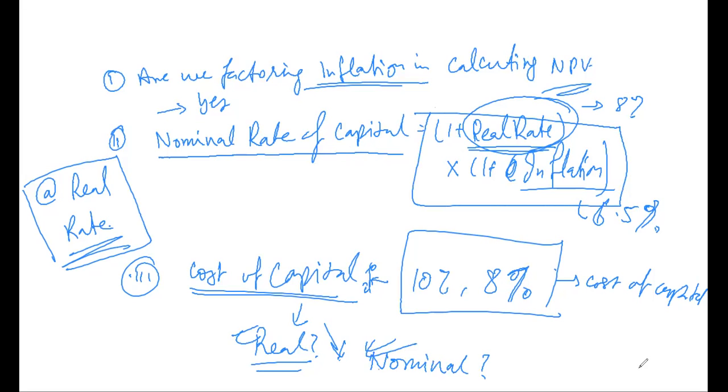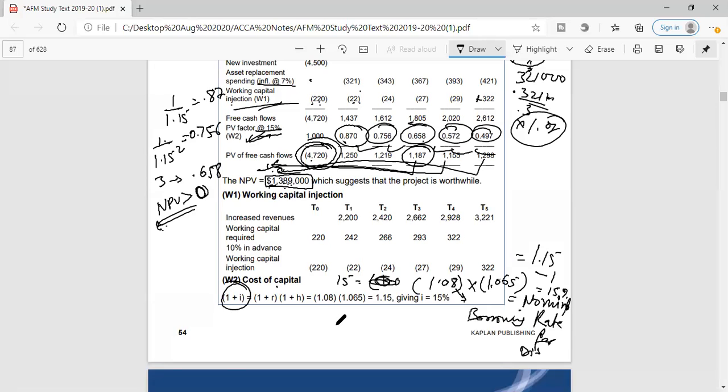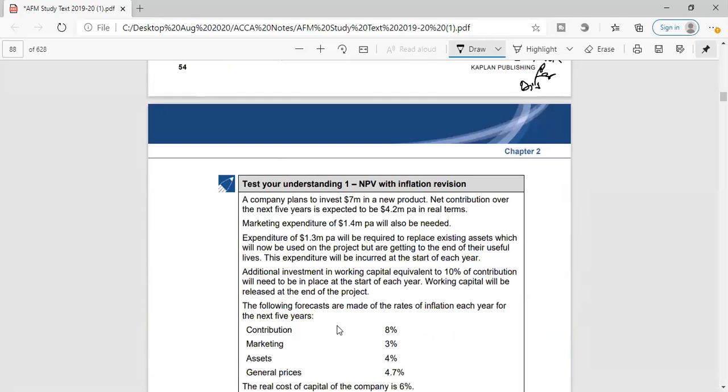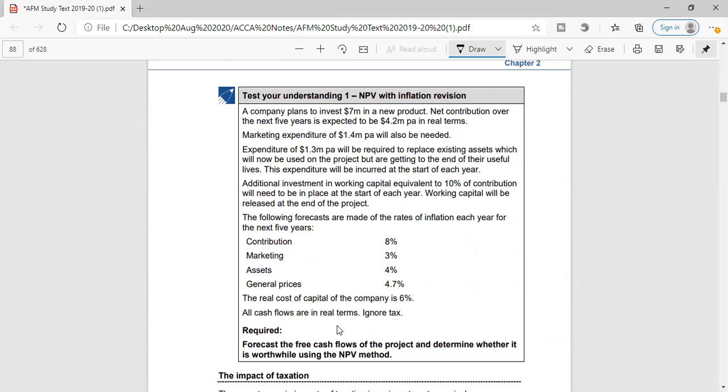Back to the PDF. And here we are doing the same, calculating the cost of capital using inflation rate. Here in this question, we have a company which plans to invest 7 million in a new product. Net contribution for the next 5 years is expected to be 4.2 million per annum in real terms. It seems they are using a real cost of capital for the company of 6%. Do we have inflation here in this question? The following forecasts are made for the rate of inflation each year. Yeah, it is quite similar to the earlier question that we had.